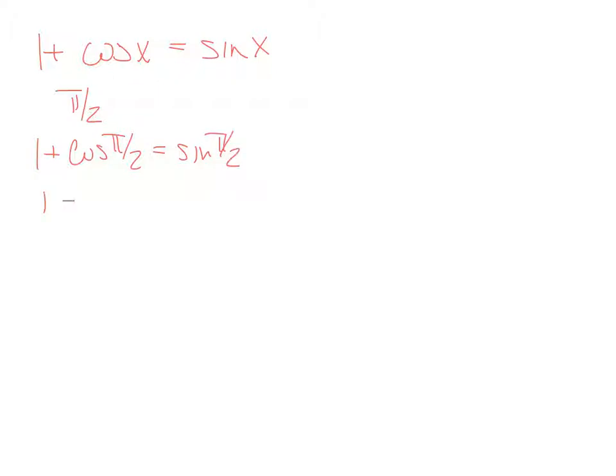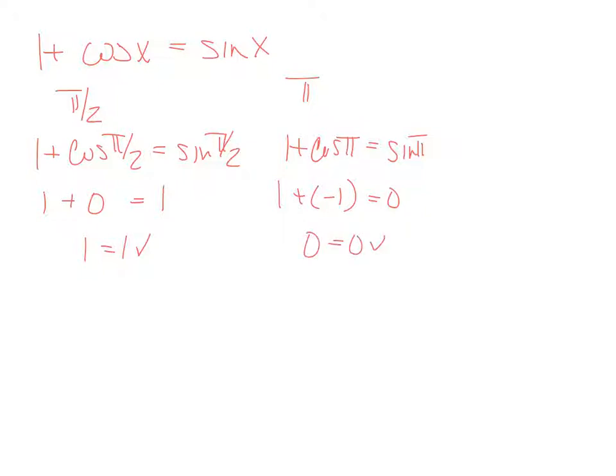My original equation is 1 plus cosine x equals sine x. If we check pi over 2, I get 1 plus cosine pi over 2 equals sine pi over 2. 1 plus 0 equals 1. 1 equals 1. We're good. If I check pi, 1 plus cosine pi equals sine pi. 1 plus a negative 1 equals 0. 0 equals 0. We're good.